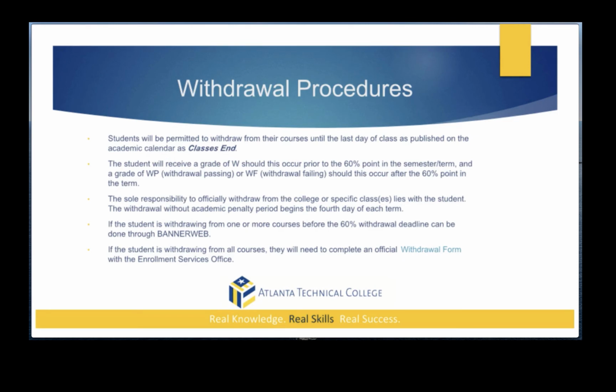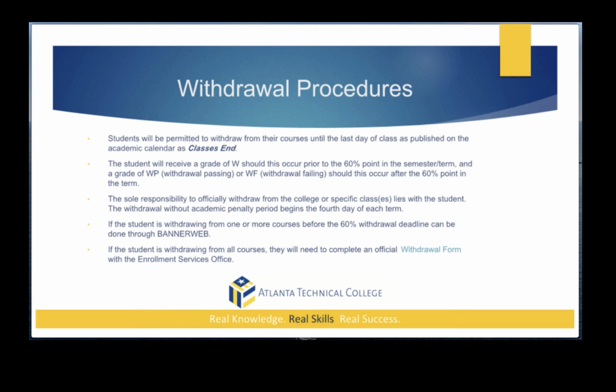Withdrawal procedures. Students will be permitted to withdraw from their courses beginning the 4th day of class until the last day of class as published on the academic calendar. The withdrawal without academic penalty period begins the 4th day of class each term and ends at the 60% point in the term. After the 60% point in the term, the student is subject to receive a WP or WF. Again, the student will receive a grade of W should they withdraw prior to the 60% point in the semester, a grade of WP, withdraw passing, or WF, withdraw failing, should they withdraw after the 60% point in the term.